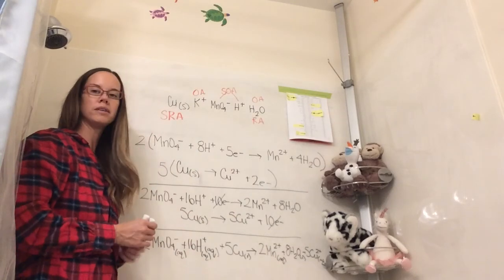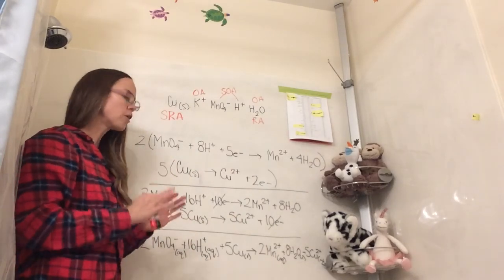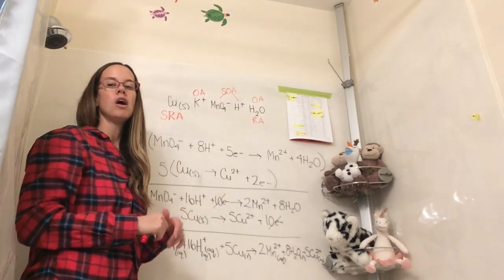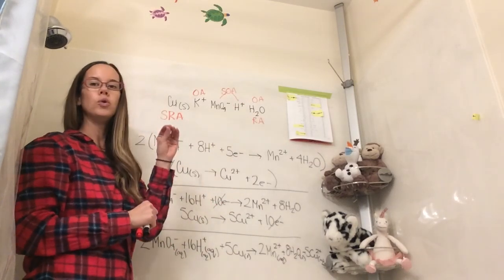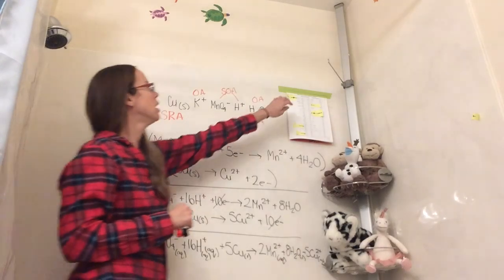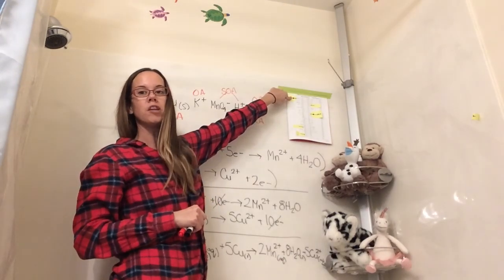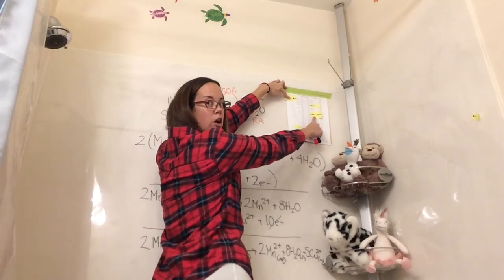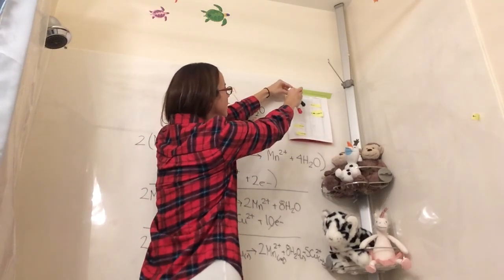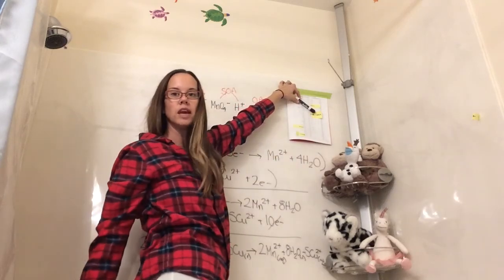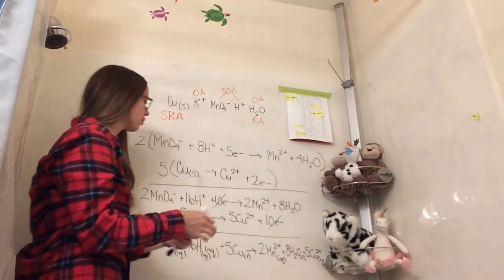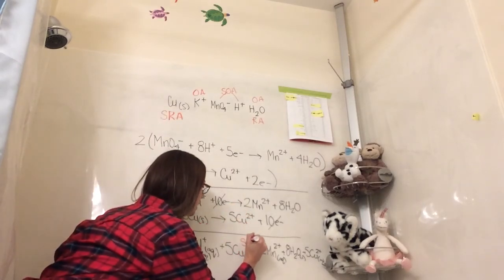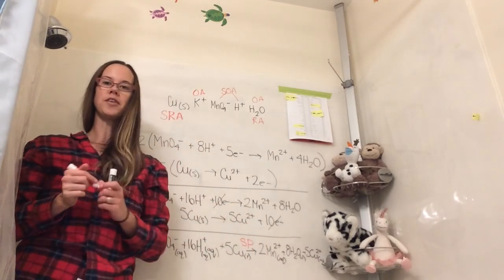And the last thing I want to do is predict my spontaneity. So is this going to be a spontaneous reaction or not? Remember, the way that you test that is if your oxidizing agent is above your reducing agent on your redox table. So OOT, oxidizing agent on top. My oxidizing agent is my MnO4 and my H positive, and my reducing agent is my copper. My oxidizing agent is above my reducing agent, so that means that this is a spontaneous reaction. So I can finish off this equation just by writing an SP for spontaneous on the top.